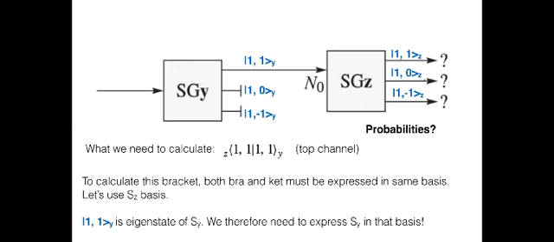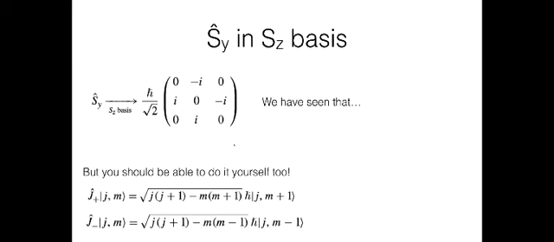So what we really need to know is the probability amplitude here, which is simply saying what's the portion, so the square modulus of this number will tell us how many particles come through this channel. For that, we need to calculate this bracket, and both elements have to be calculated in the same basis. Clearly this one is written in the SY basis, this one is written in the SZ basis. So we're going to work everything in the SZ basis just to make things easy.